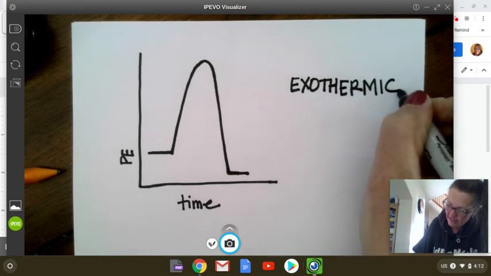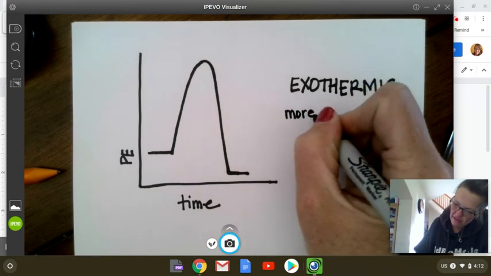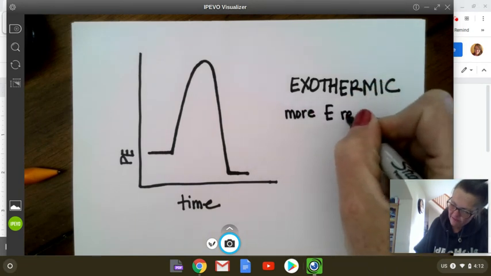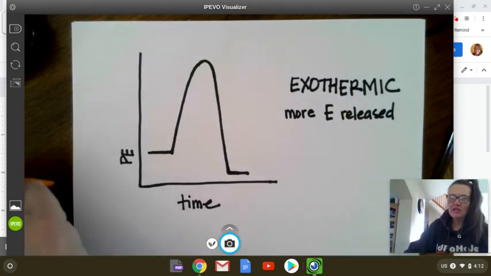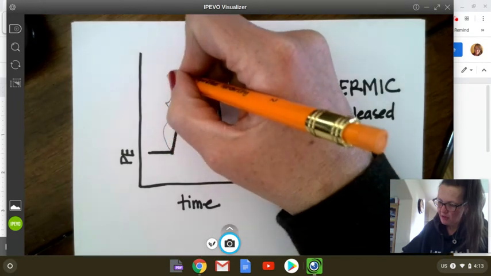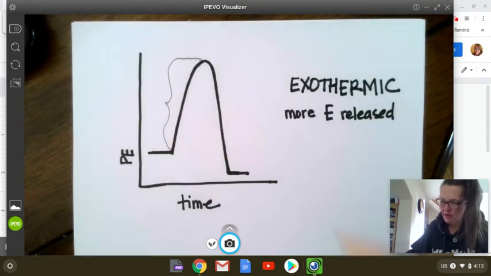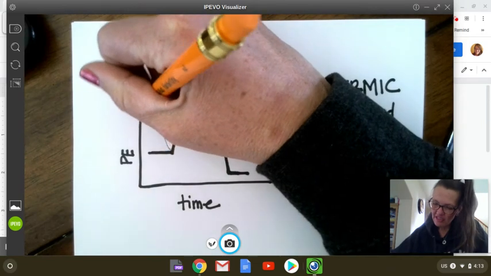This is exothermic, right? There is more energy released. And let's just label a couple of features on this. So first of all, that hill that I mentioned, and people really do call it a hill, so you probably see that if you looked it up, that represents our activation energy.